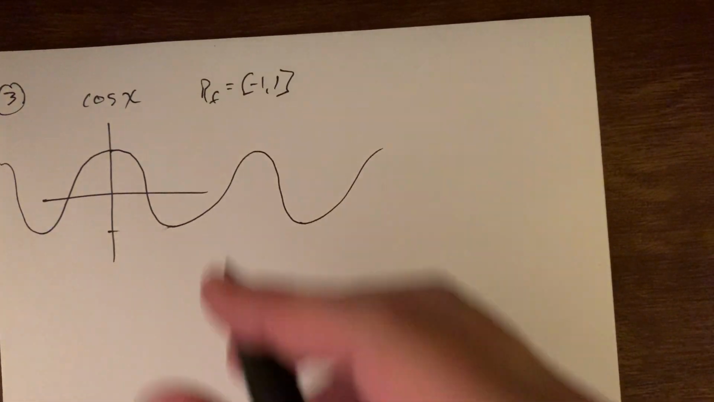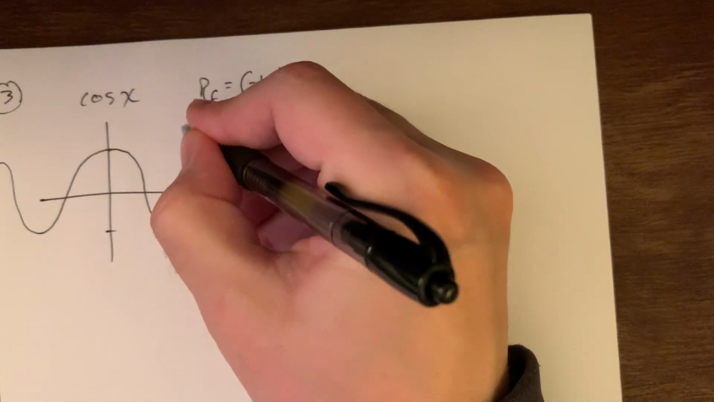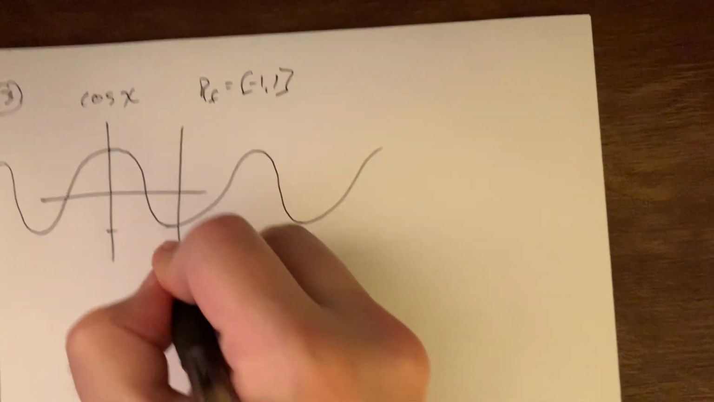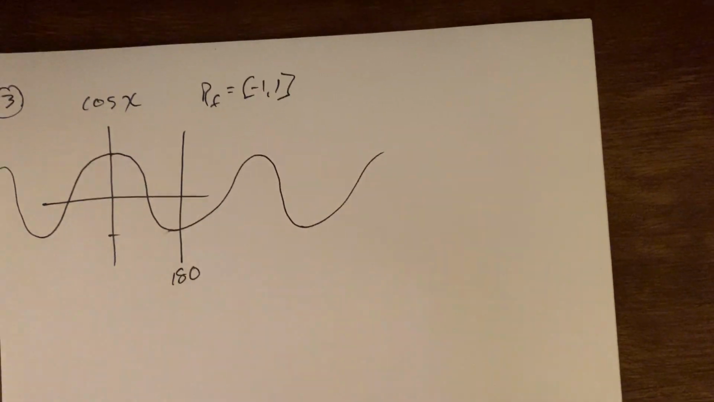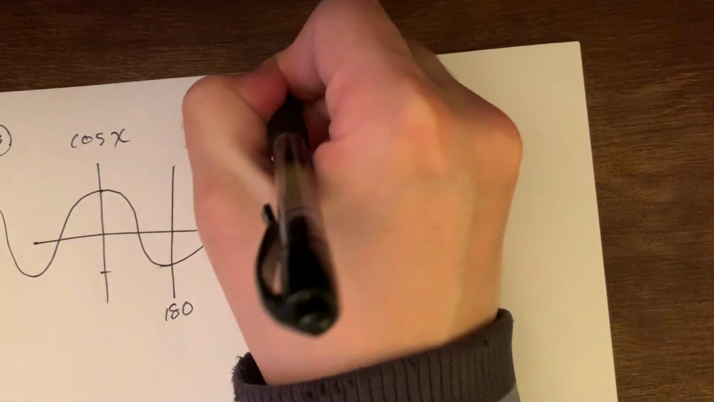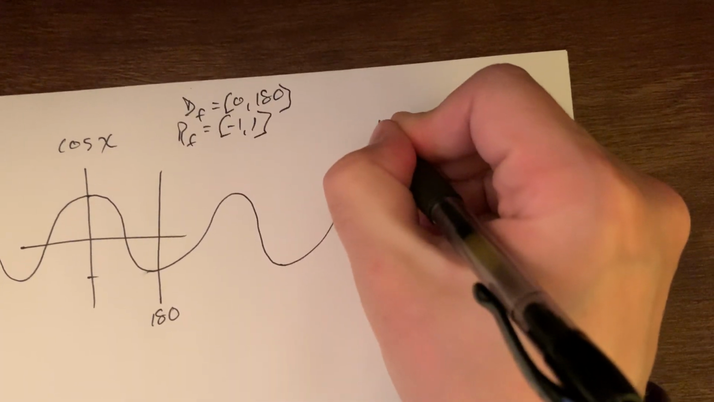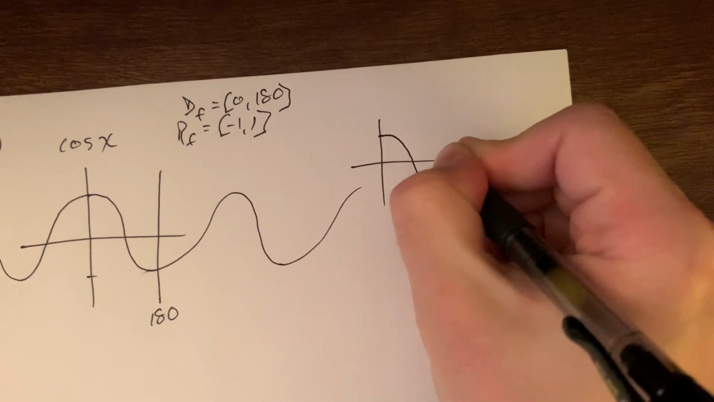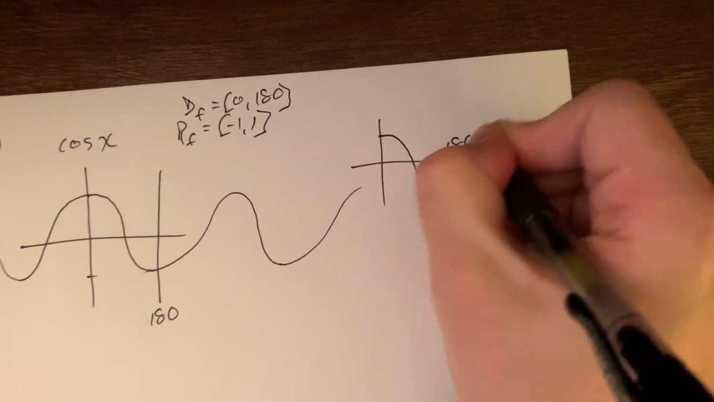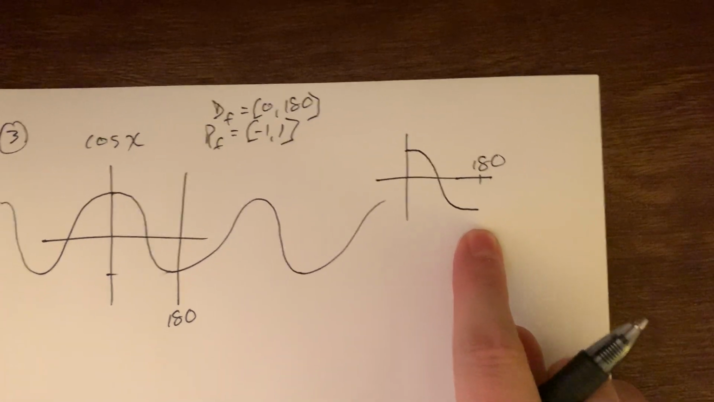So the easiest restriction for cosine will start right on the x-axis, and we'll go to here. We'll go to 180. With that restriction, now my cosine graph is just that. And now inverse cosine makes sense.